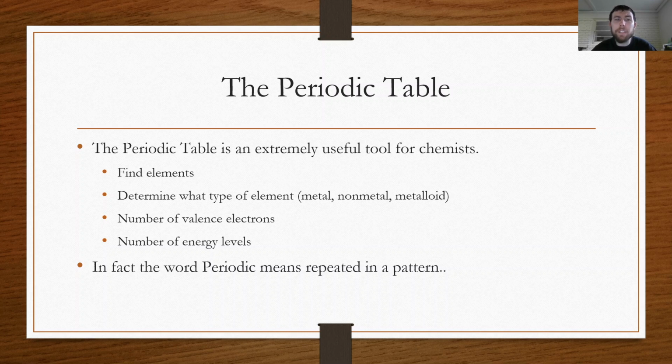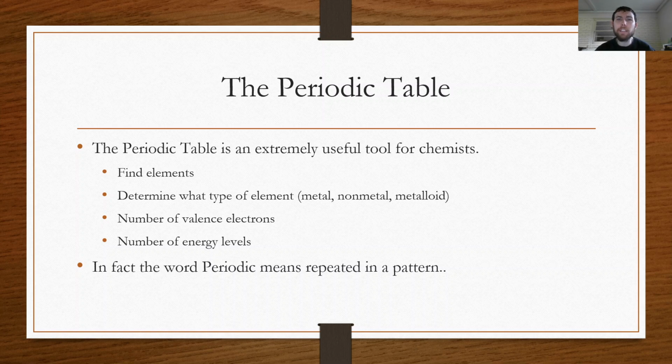We can determine the number of valence electrons that an element has just by simply looking at the periodic table. We can also look at, based on its location, the number of energy levels that that particular atom has, again, just by simply looking at the periodic table. Obviously, we can find element symbols, we can find average atomic masses, and so we can find all of this different information just by looking at the table and understanding what it's trying to communicate to us.